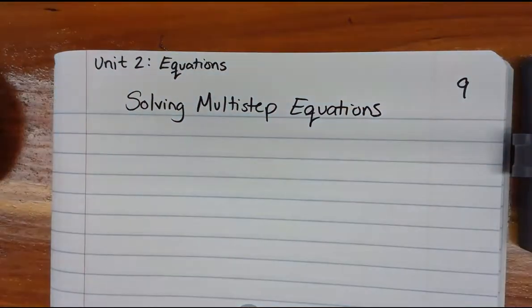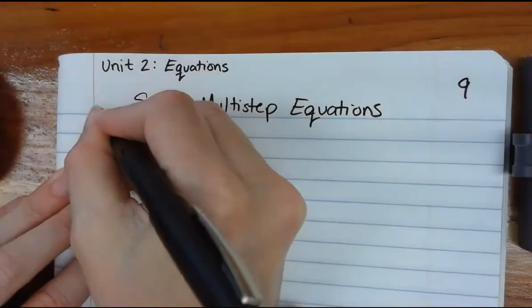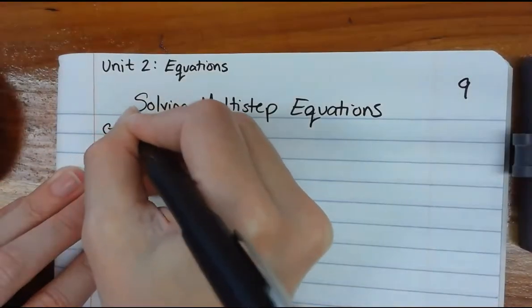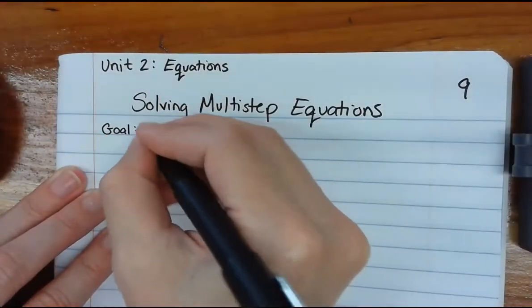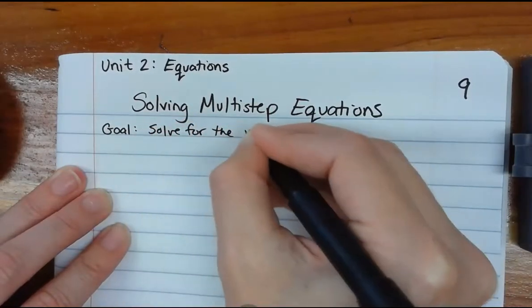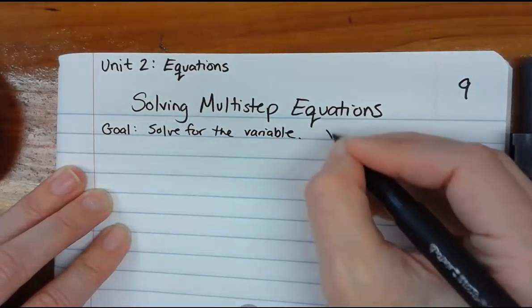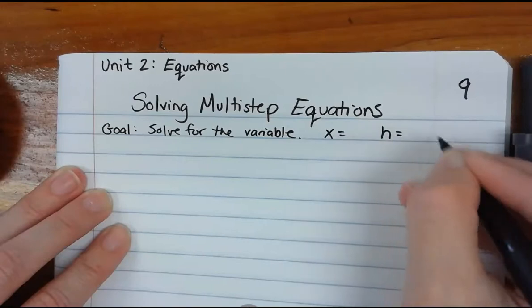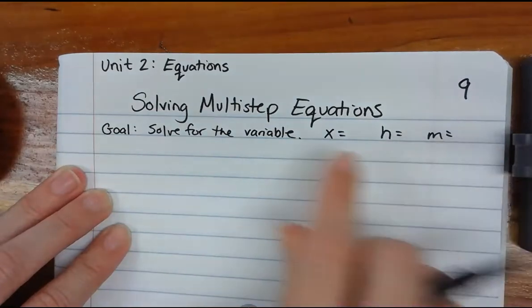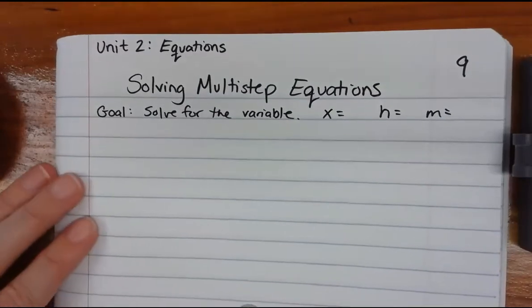Again, you solved equations last year, but we just want to make sure that we can solve some multi-step ones, some ones that take multiple steps to solve. And so remember, the goal of solving an equation is always to solve for the variable, right? The end goal is always to find out what is x equal to, or what is h equal to, or what is m equal to, or whatever the variable might be. And in order to solve that, we're going to follow a few steps.